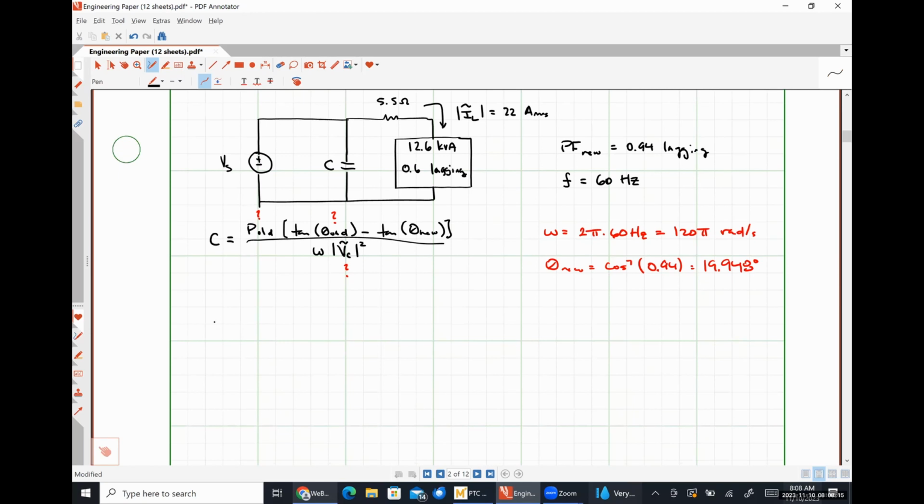So I can say that the complex power absorbed by my load is going to be 12.6 kVA with an angle of the inverse cosine of 0.6. So 12.6 angle inverse cosine of 0.6 gives me 12.6 with an angle of 53.130 degrees kilovolt amperes.